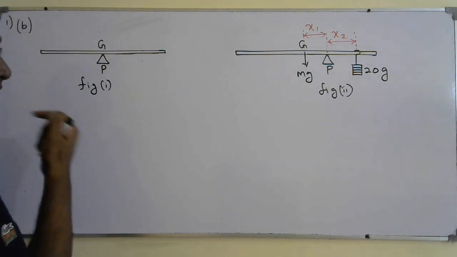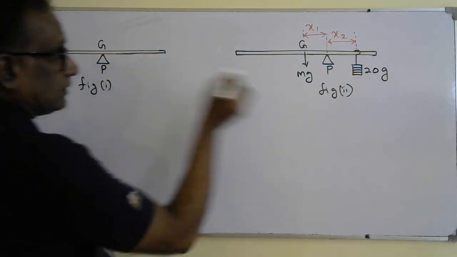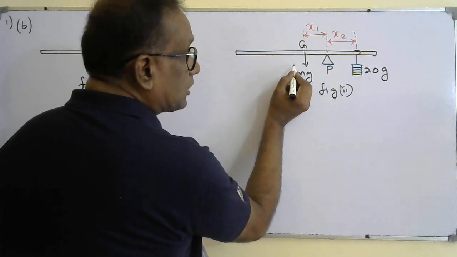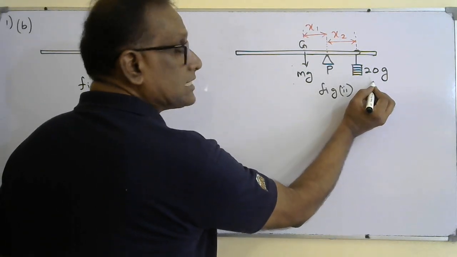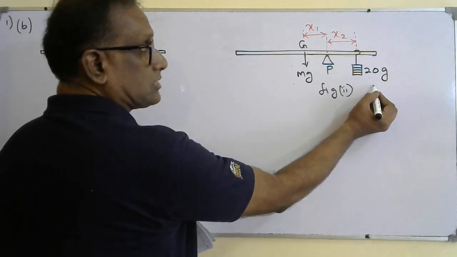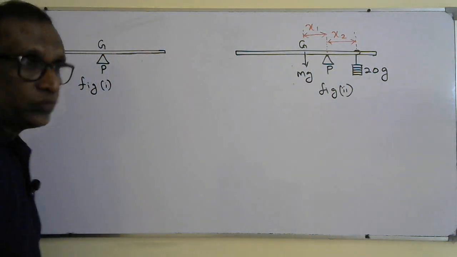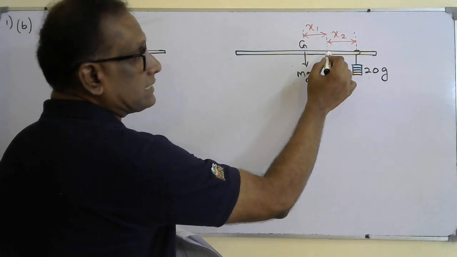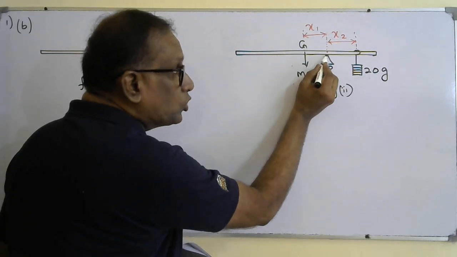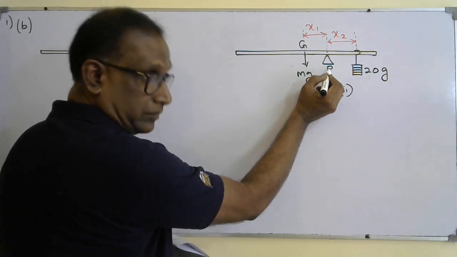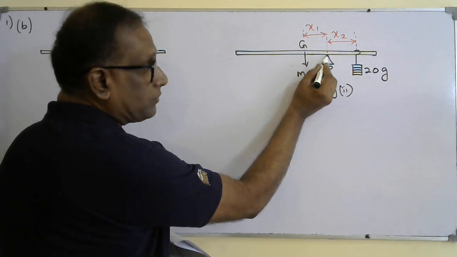So to balance the ruler again, you have to move the knife edge, or the fulcrum or the pivot, to a new position such that the anti-clockwise moment provided by the weight of the ruler and the clockwise moment provided by the 20 gram mass we attach are equal. If the ruler balances again, the clockwise moment becomes equal to the anti-clockwise moment. Here x2 is the distance of the 20 gram mass from the new position of the pivot P, and x1 is the distance of the center of gravity of the ruler from the same pivot.